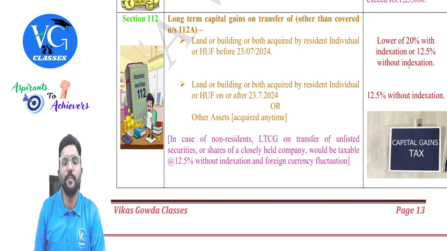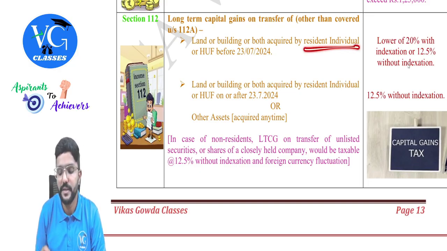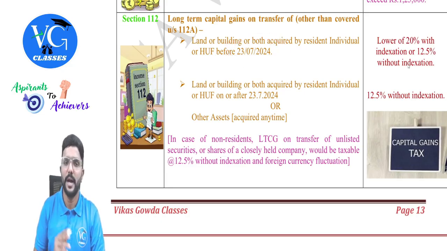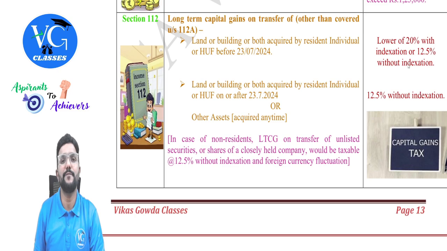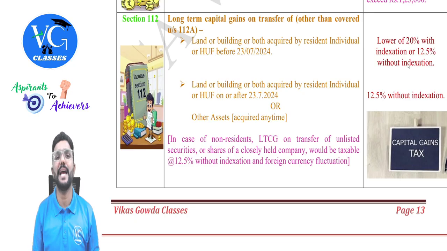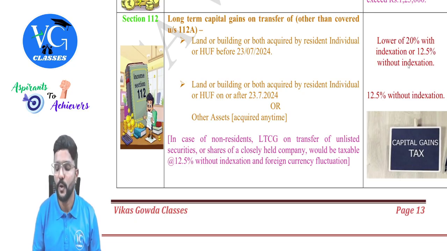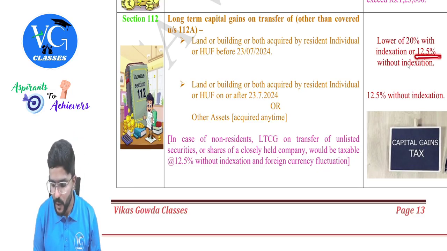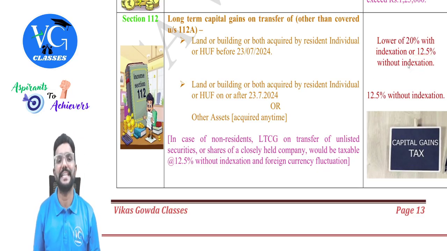If there is any land or building which is acquired by a resident individual or HUF before 23rd July 2024, but they have sold it on or after 23rd July 2024, guys. Okay. Then what is the tax rate? They have two options while calculating the tax liability. What is it, sir? Lower of 20% with indexation or 12.5% without indexation.